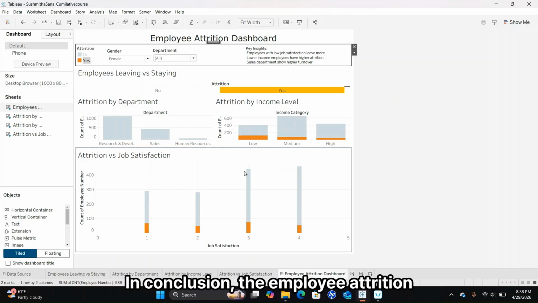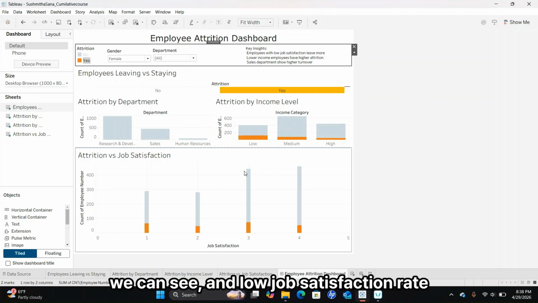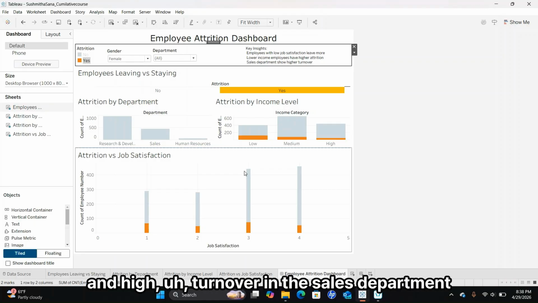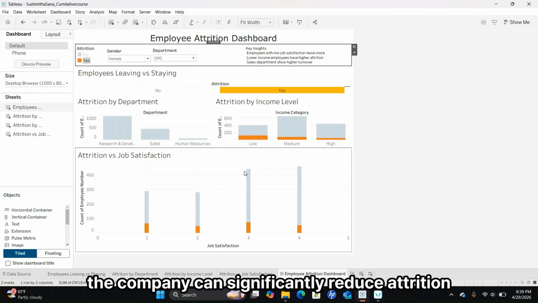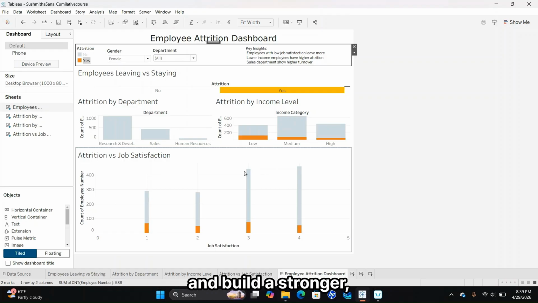In conclusion, the employee attrition dashboard gives us a clear idea about why employees are leaving, and the main factors are low income, low job satisfaction, and high turnover in the sales department. By acting on these recommendations I present today, the company can significantly reduce attrition and build a stronger, more stable workforce. Thank you for your time.